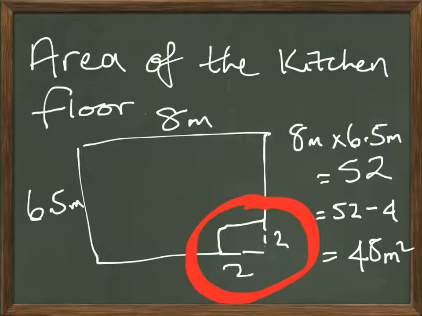Yeah? Because when you multiply one by the other, it's going to give you a meter squared result. So it's squared. Yeah? So that's 48 meters squared.